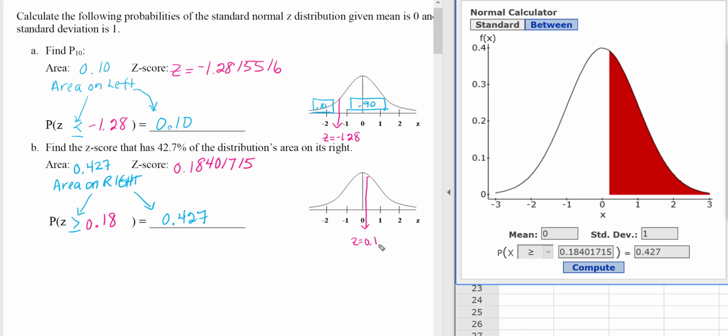Z equals 0.18, and then the area on the right is 0.427, and the area on the left is 1 minus 0.427, which is 0.573. So remember, the area on the left is 1 minus 0.427. There we go. So we're trying to find the z-scores now instead of the area. I tried to color code this so that you can see the areas are in blue and the z-scores are in pink or red.